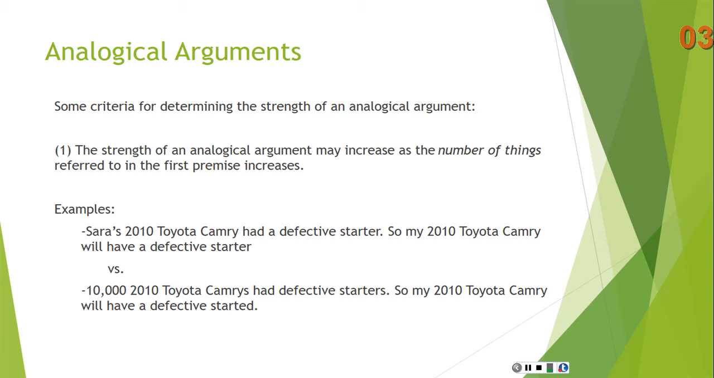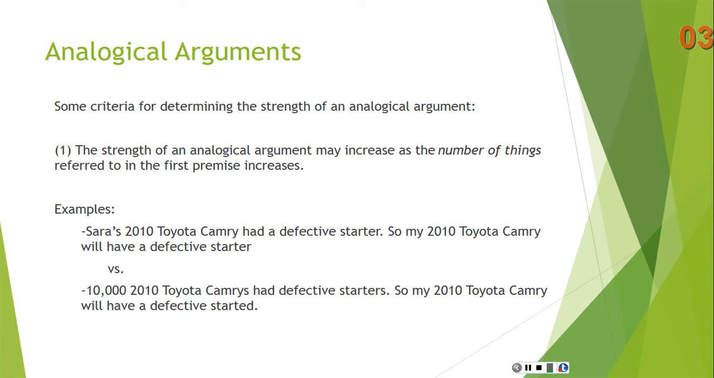The strength of an analogical argument may increase as the number of things referred to in the first premise increases. So here are my examples to try to show the relevance of this criterion. Sarah's 2010 Toyota Camry had a defective starter, so my 2010 Toyota Camry will have a defective starter. Right, so it's a pretty weak argument simply because Sarah's car, though it's the same make and model year as mine, has a defective starter. It doesn't mean that it's likely that mine will.